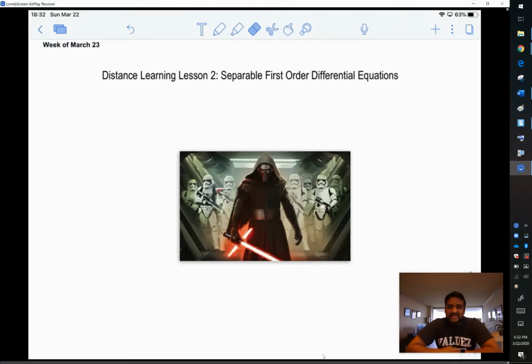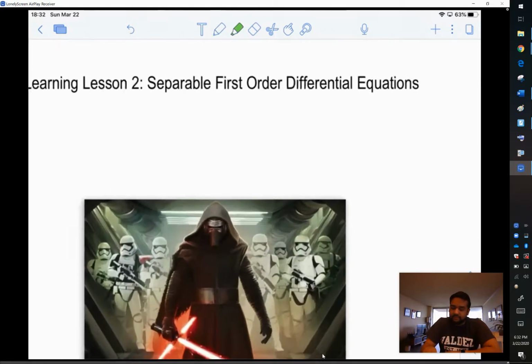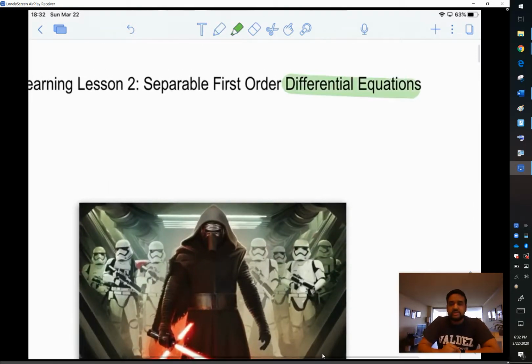Here's our second distance lesson dealing with separable first-order differential equations. That's a bit of a mouthful, so let's see if we can unpack this term bit by bit. A differential equation is an equation with a derivative in it. You know that by now.